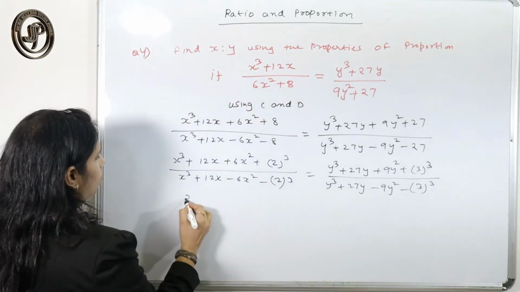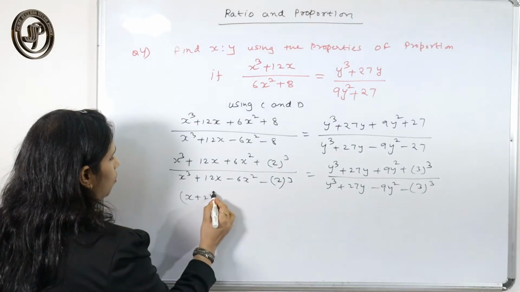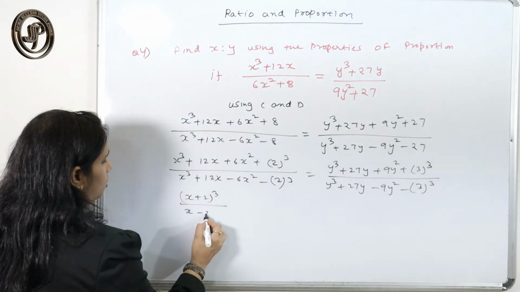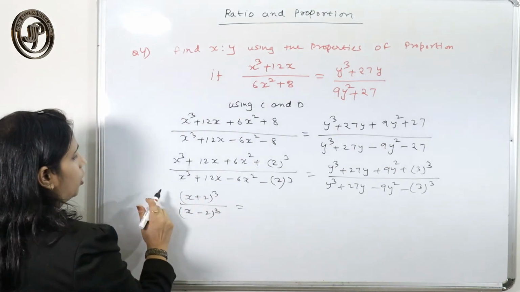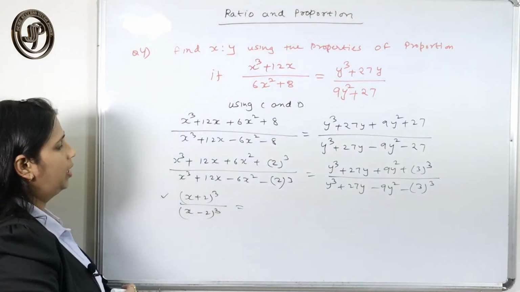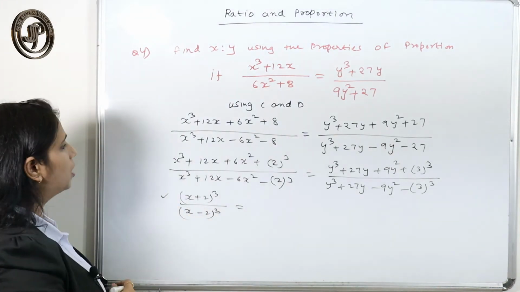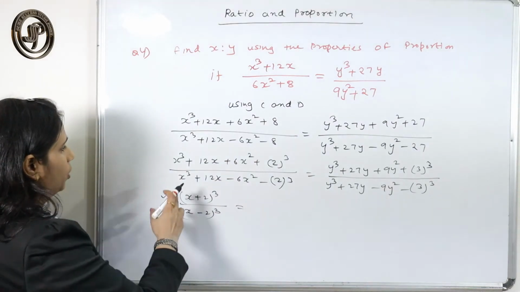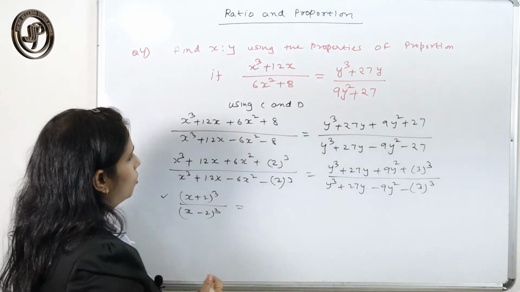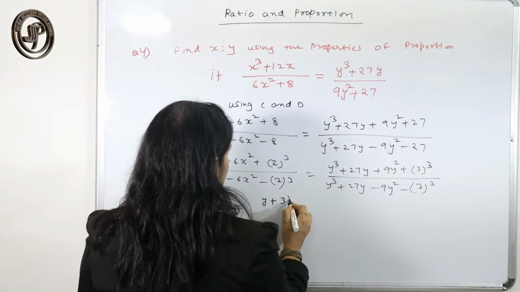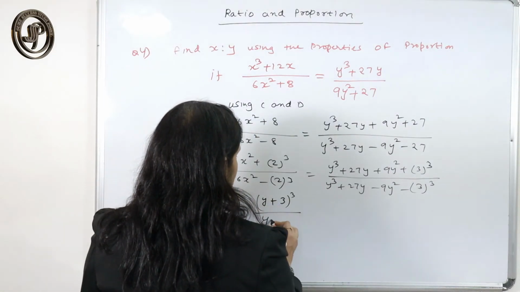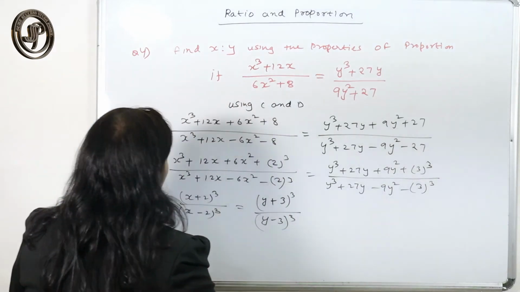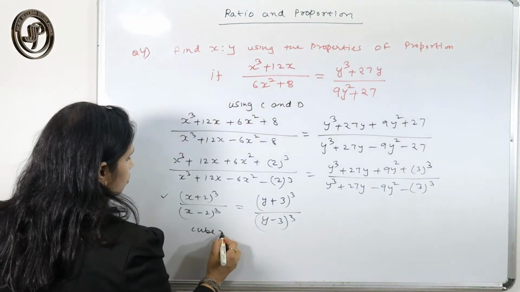This becomes the formula of (x plus 2) whole cube. Here (x minus 2) whole cube. If you open this formula, a cube plus b cube plus 3ab square plus 3a square b, then you will get the same thing. Okay, here you can write this as, okay. Now do cube root on both sides.